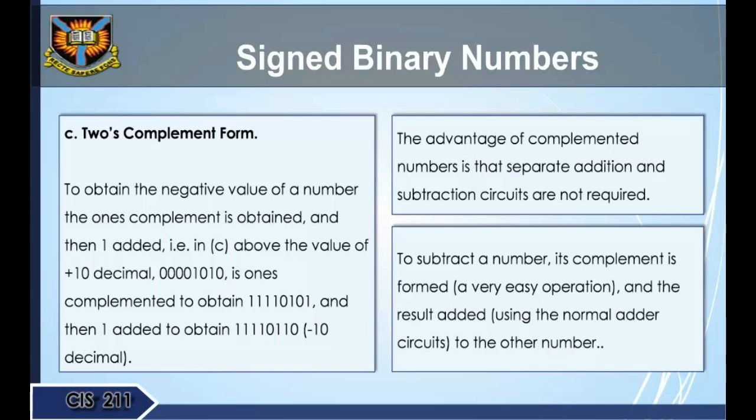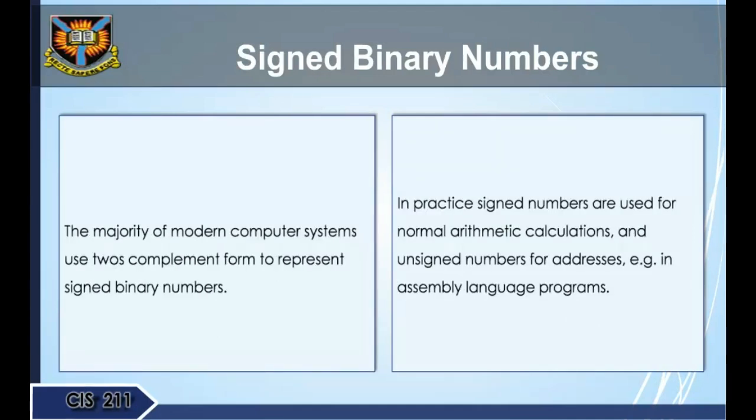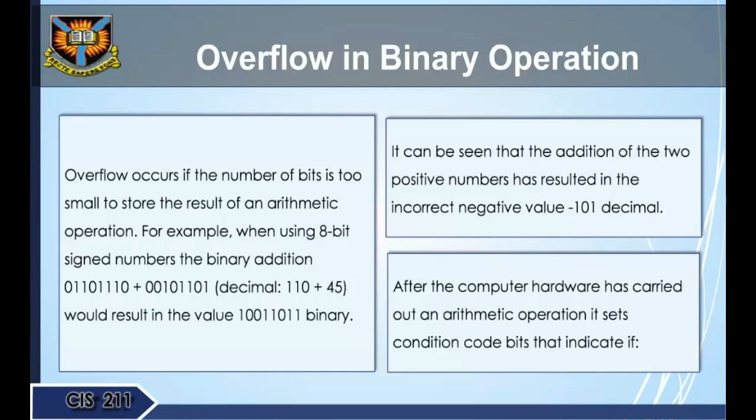The advantage of complemented numbers is that separate addition and subtraction circuits are not required. To subtract a number, its complement is formed, a very easy operation, and the result added using the normal adder circuit to the other number. The majority of modern computer systems use two's complement form to represent signed binary numbers. In practice, signed numbers are used for normal arithmetic calculations and unsigned numbers for addresses, e.g. in assembly language programs.